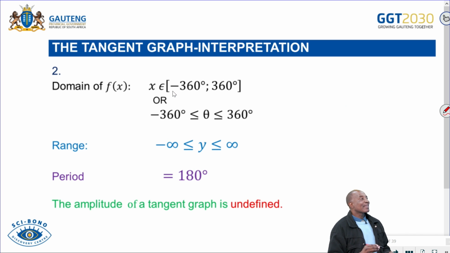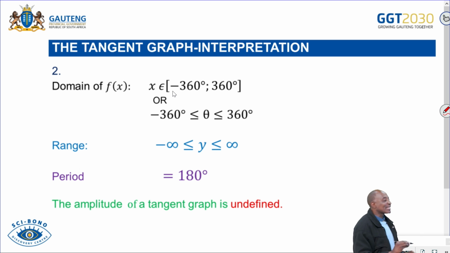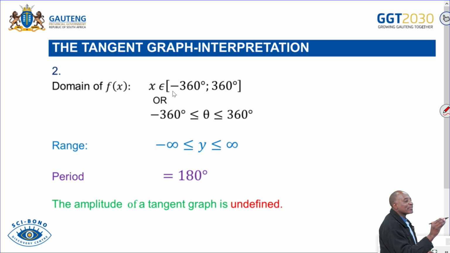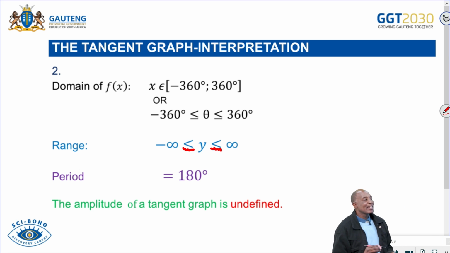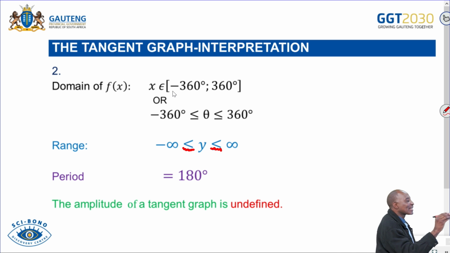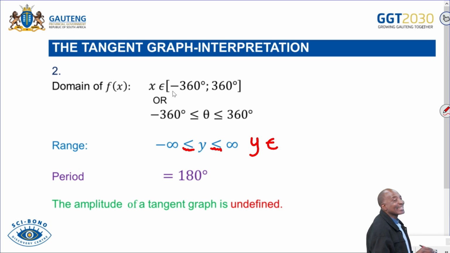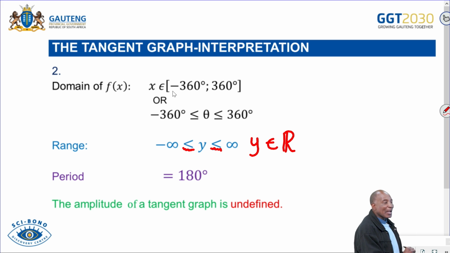Hence, the range of the tangent graph is negative infinity to infinity. There's an error here, we remove this. It's from negative infinity to infinity. In other words, y is an element of all real numbers. It's an element of all real numbers, which is from negative infinity to infinity. That's where that graph exists, going down the y side.